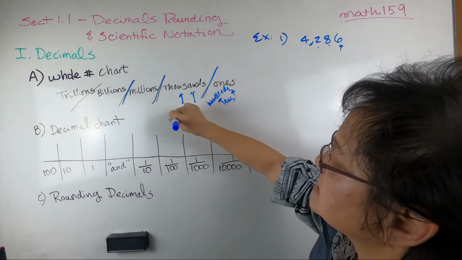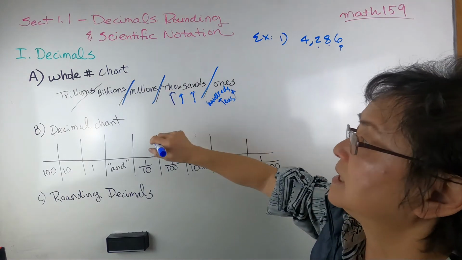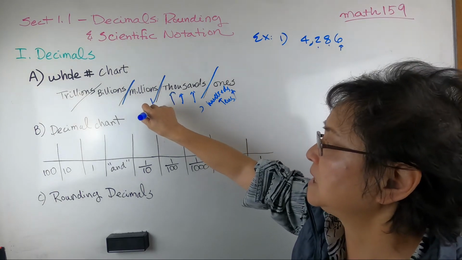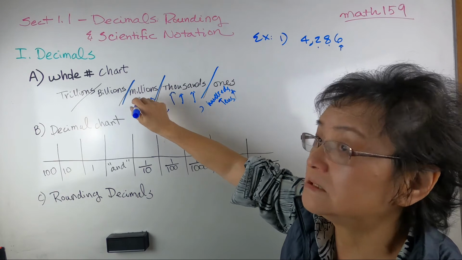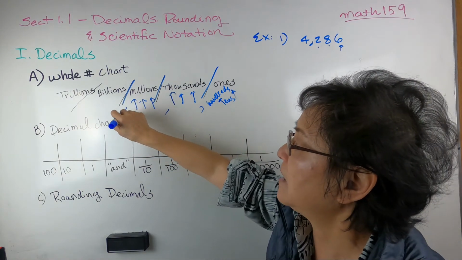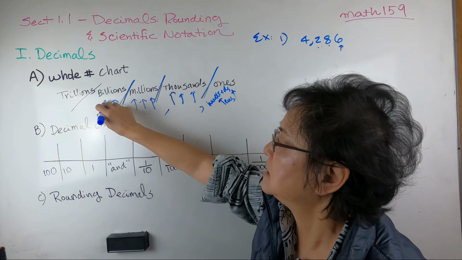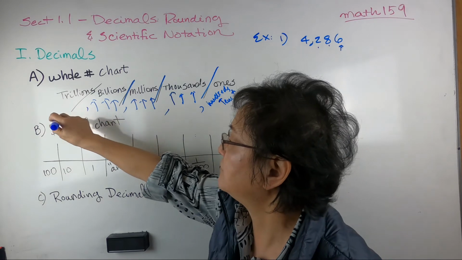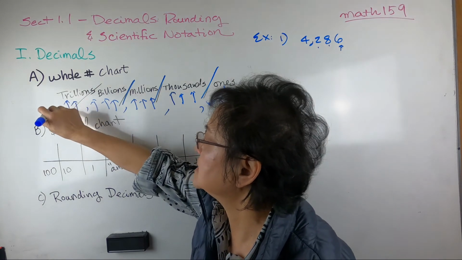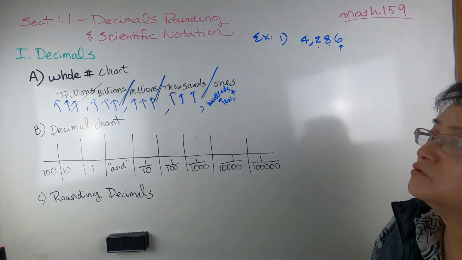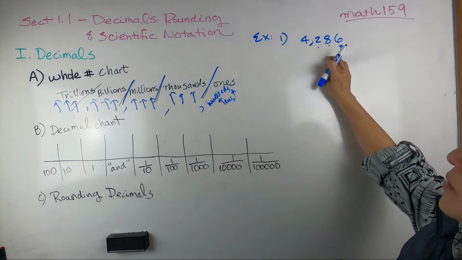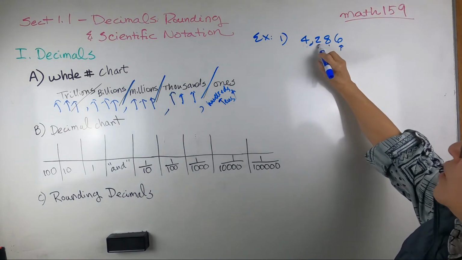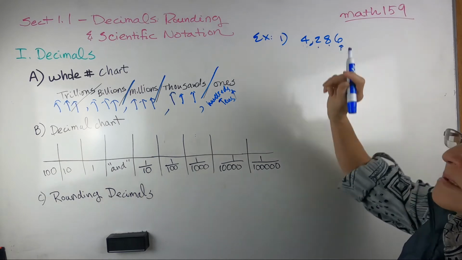Then 10,000s and 100,000s. Then after that, you have what? Millions, 10 millions, 100 millions. After that, you have what? Billions, 10 billions, 100 billions, right? Then we have trillions, 10 trillions, 100 trillions. So like this one, what would we say it? That's the 1,000s position, so 4,286, right?